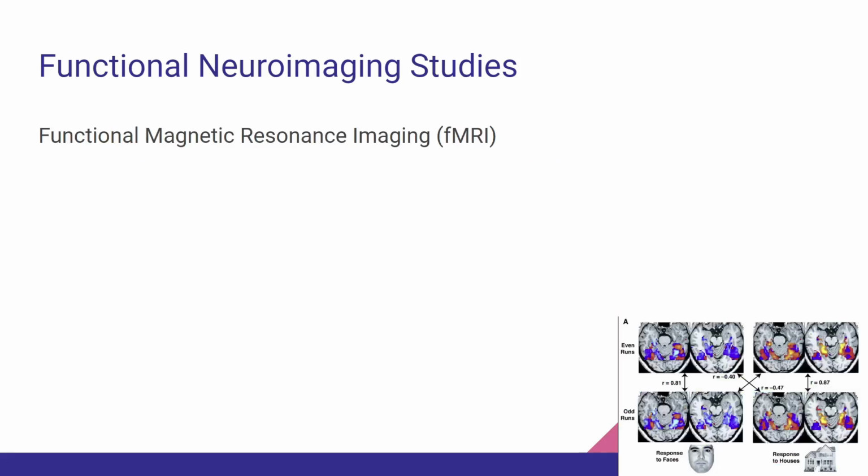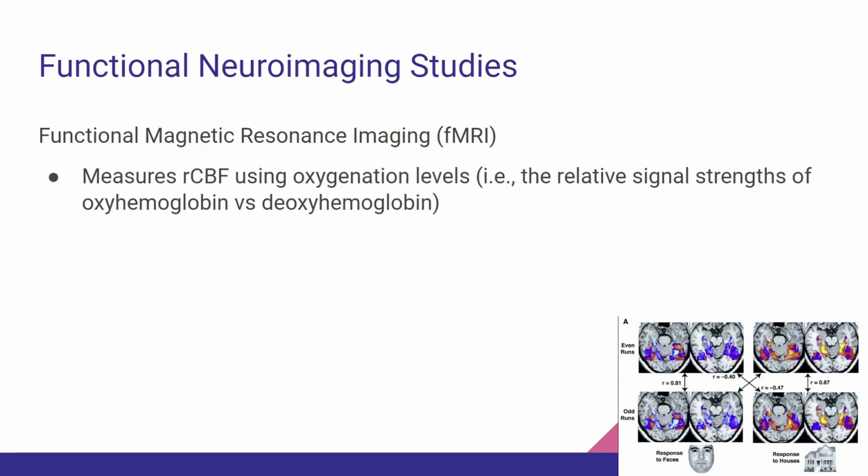The next functional imaging technology we're going to discuss is functional magnetic resonance imaging, or fMRI, and this measures regional cerebral blood flow using oxygenation levels, which is the relative signal strength of oxyhemoglobin, or blood cells that are carrying oxygen, and deoxyhemoglobin, which are blood cells that aren't carrying oxygen. And this creates what's called the blood oxygen level dependent effect, or BOLD effect.